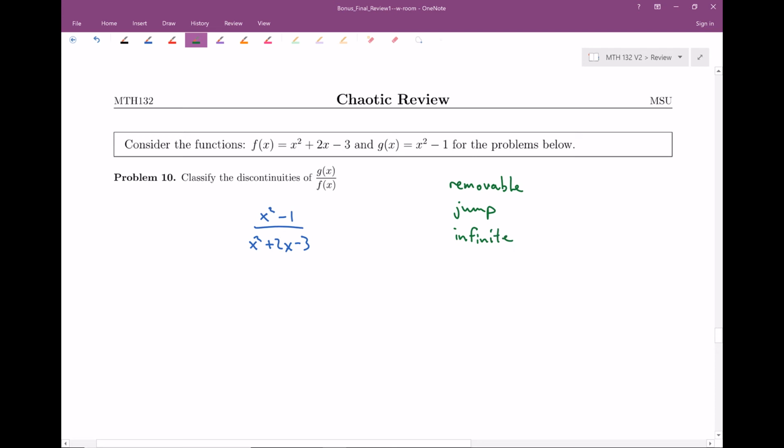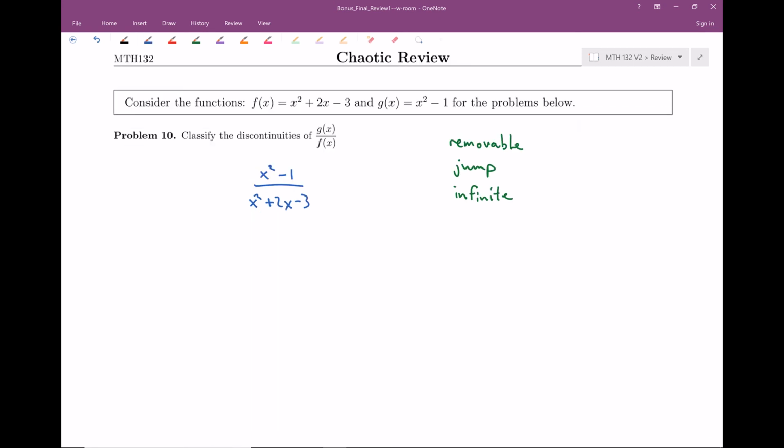So in order to first of all identify where we have discontinuities, that's where we're going to have the denominators equal to 0. So I'm going to take the denominator and figure out when it's equal to 0. This will tell me where I have discontinuities. So x squared plus 2x minus 3, if I set that equal to 0, I can factor this. So I'm going to have x plus 3 and x minus 1. So at x equals negative 3 and at x equals 1, there are discontinuities.